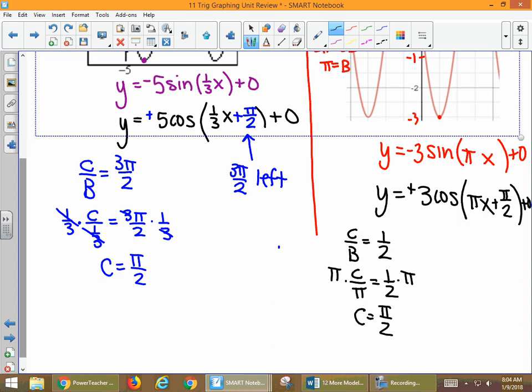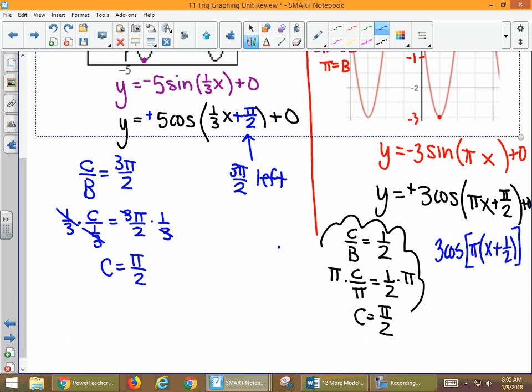Now the other way you could write that, if you didn't want to do this little c over b mess, is just 3 cosine pi times x plus 1/2. So you have options there. It depends on the math that you want to do. But those are equivalent. Because if you were to multiply in the pi, you would get pi x. And then pi times 1/2 is pi over 2.